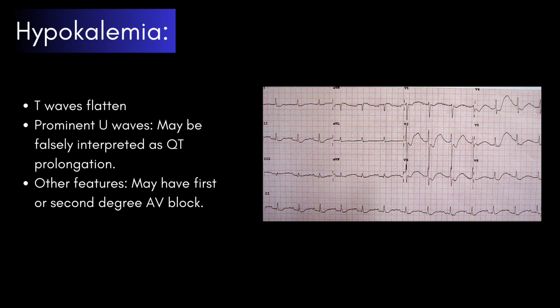Let's now look at hypokalemia. In hypokalemia, the T waves flatten and prominent U waves may be falsely interpreted as QT prolongation. Other features: may have first or second degree AV block.